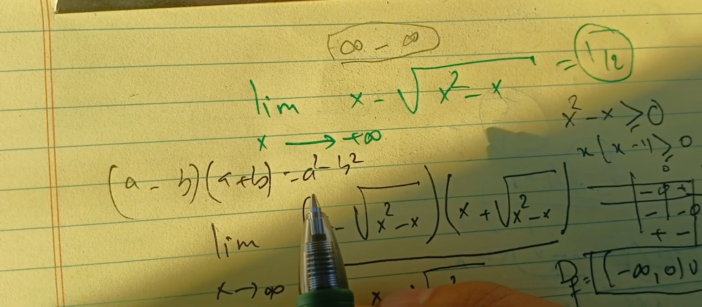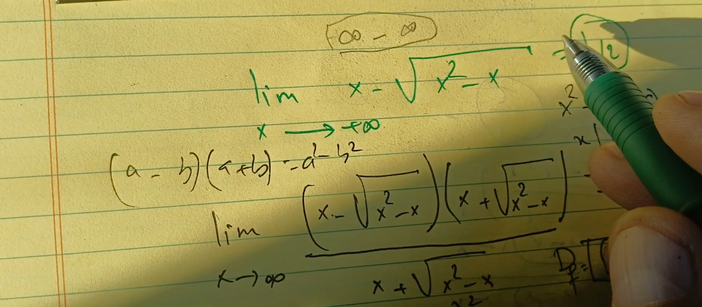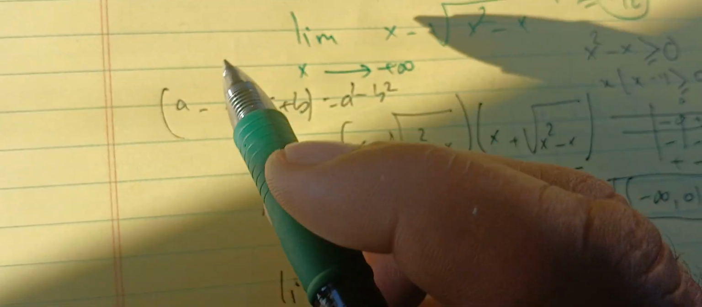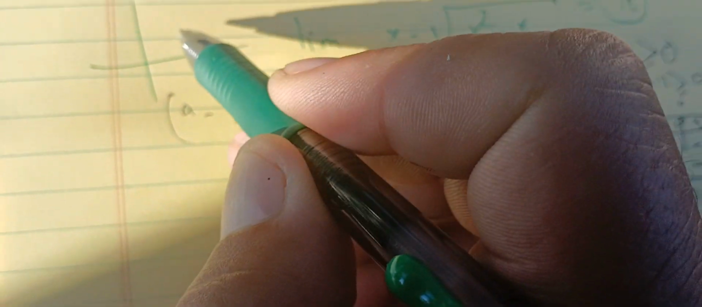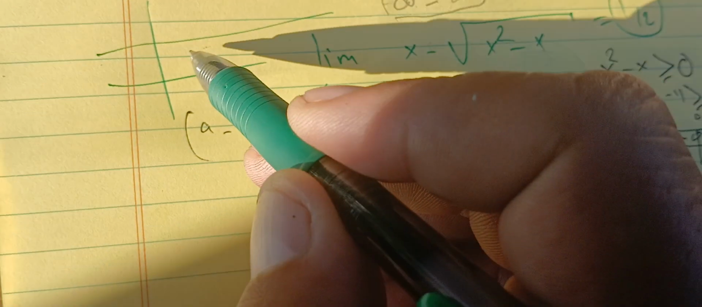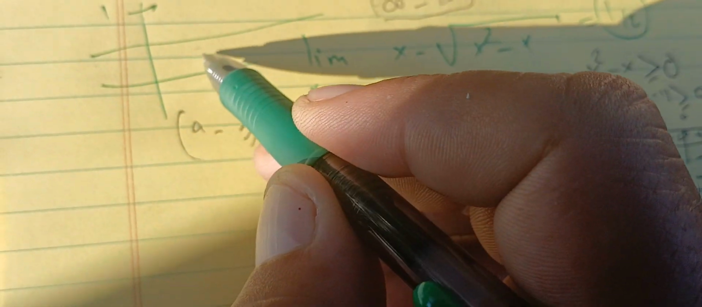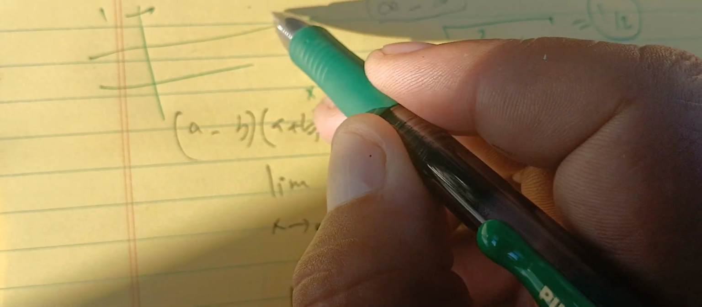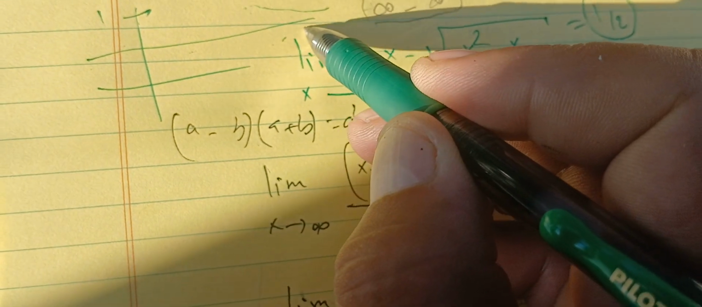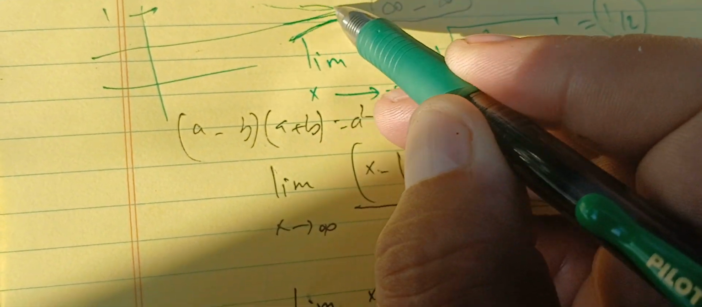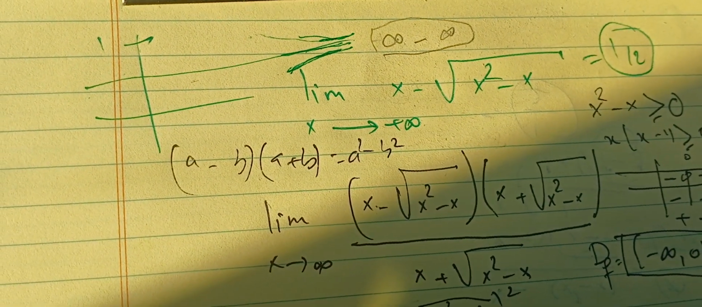And the question is: is this limit on top of the graph or below the graph? That means, assuming that our function looks like this, and this is 1/2, is the graph above or below the limit here? Good question to answer.